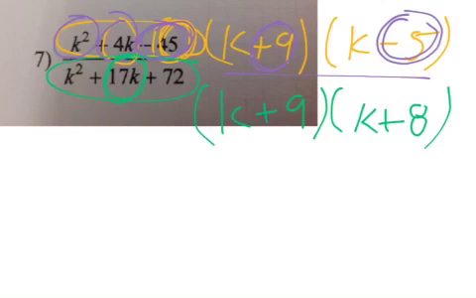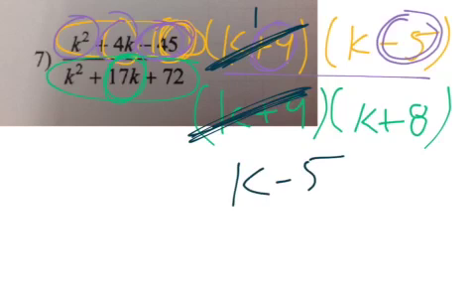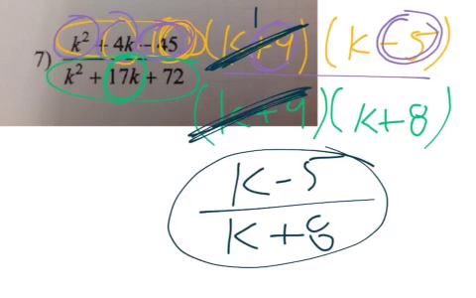So now that I have it factored, can everyone look at our new improved problem and see anything that can simplify? And hopefully you agree k plus 9 divided by k plus 9 is 1. So I'm just left with k minus 5 divided by k plus 8. And that is our simplified solution. So pause the video if you need to. Okay.